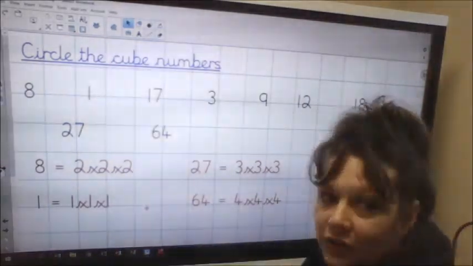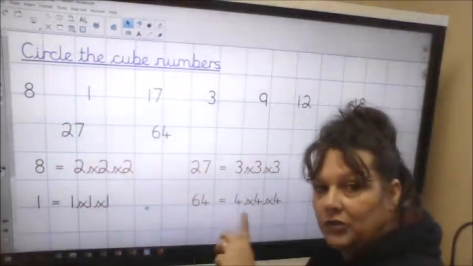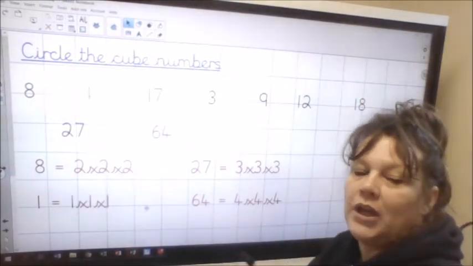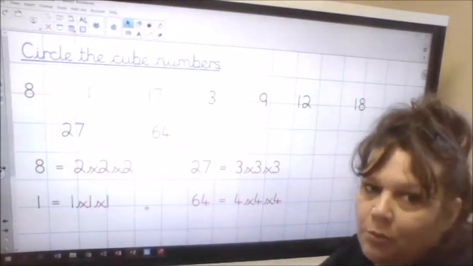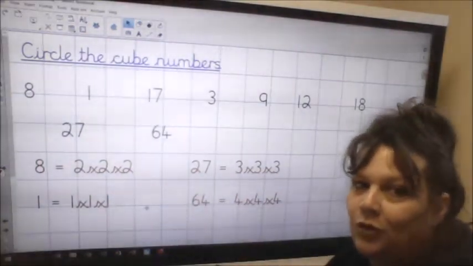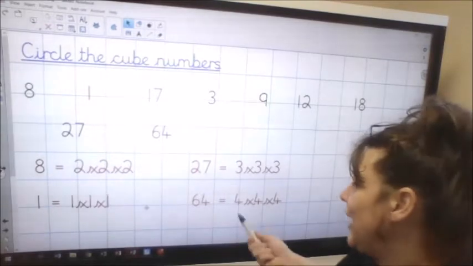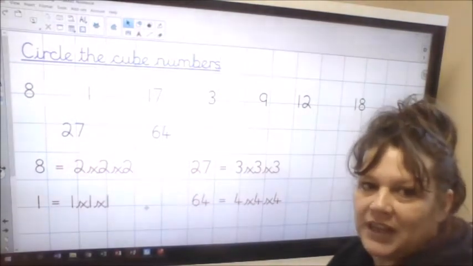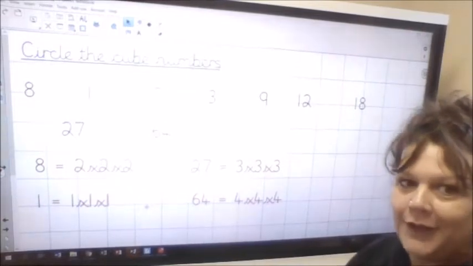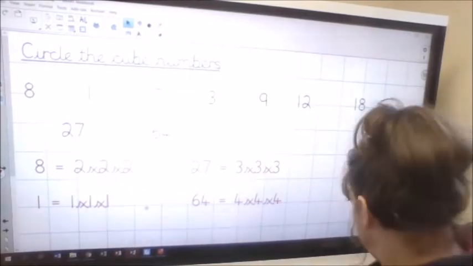Okay, 1 is a cube number because 1 times 1 times 1 is 1. Nice and easy. And then finally, 64 was the last cube number because if you times 4 times 4 times 4, you get 64. 4 times 4 is 16, and 16 times 4 is 64. Well done if you spotted them.